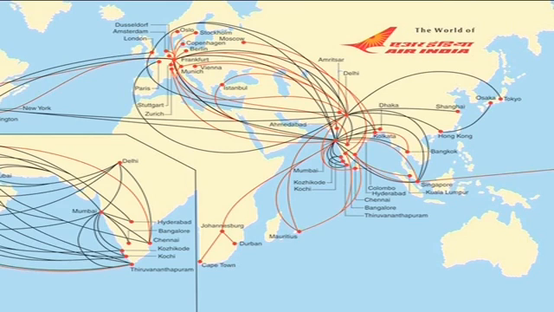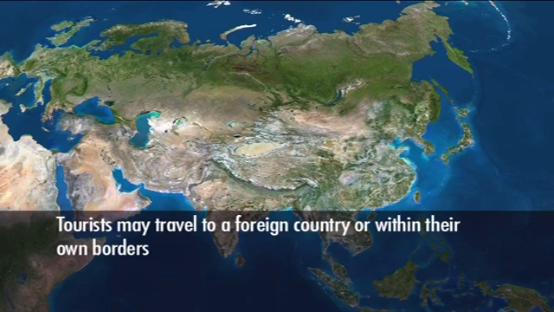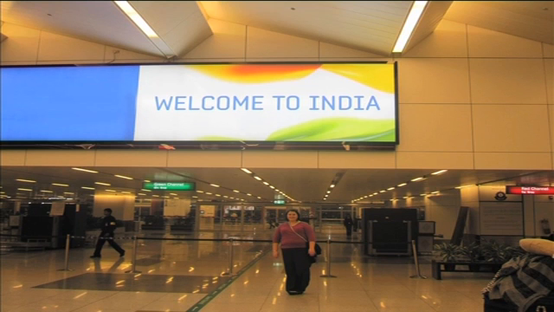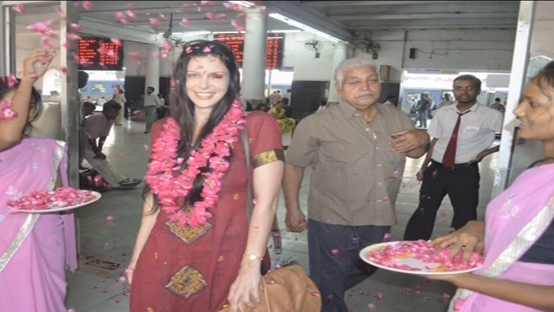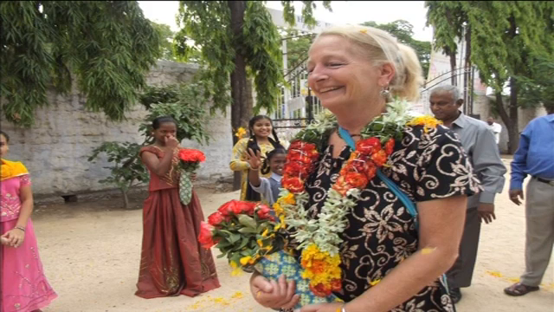Tourism is not limited within the boundaries of a nation. Tourists may travel to a foreign country or within their own borders. The following types of tourism are finding the tourist flow patterns within a national boundary. Incoming tourism. In this category are included the tourists received by a certain country from other countries, the latter being the native country of the tourist.